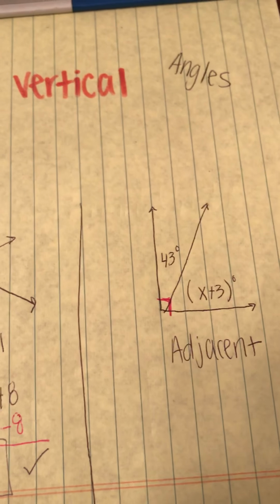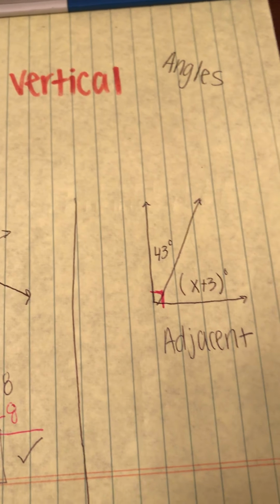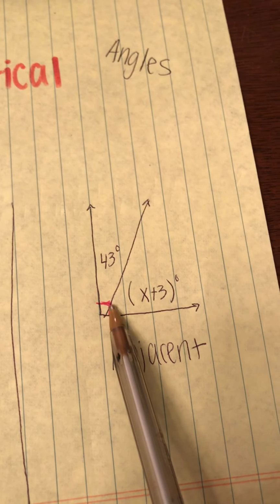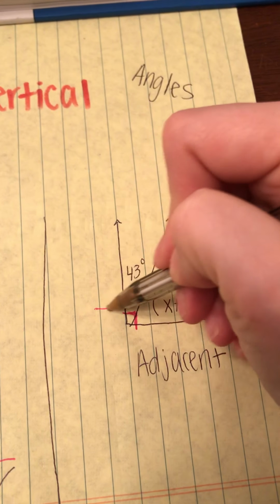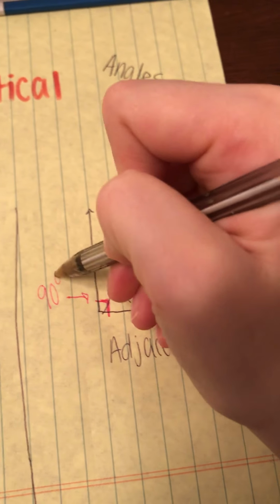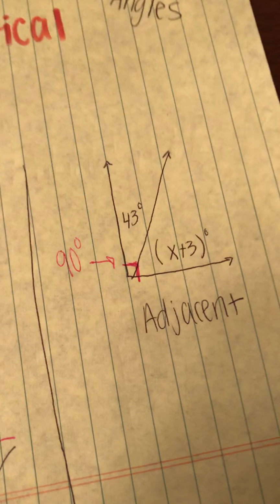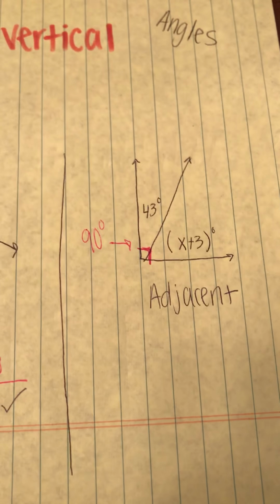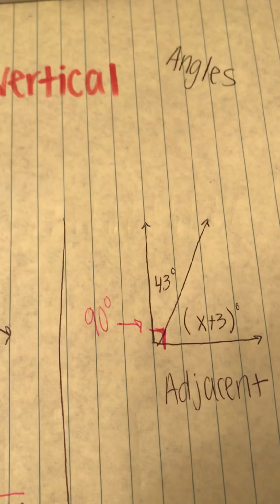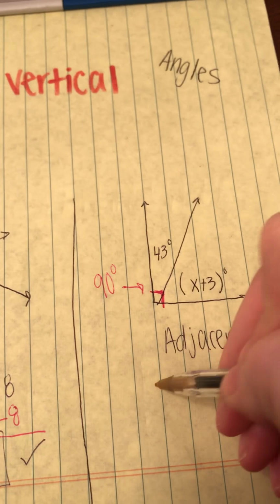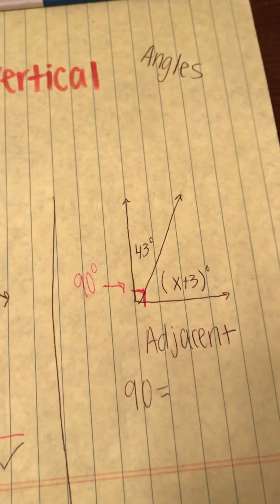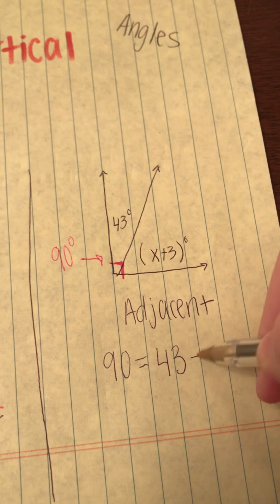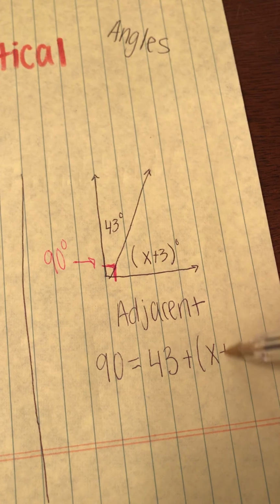Because they're next to each other, we need to use a few keys that the picture gives us. So you see this little box here? This means that these two add to 90 degrees. That little symbol right there is the 90-degree angle mark. It's the right angle mark. Because this is making a right angle, I know that they are going to add to 90 degrees. So I'm going to take 43 plus x plus 3.